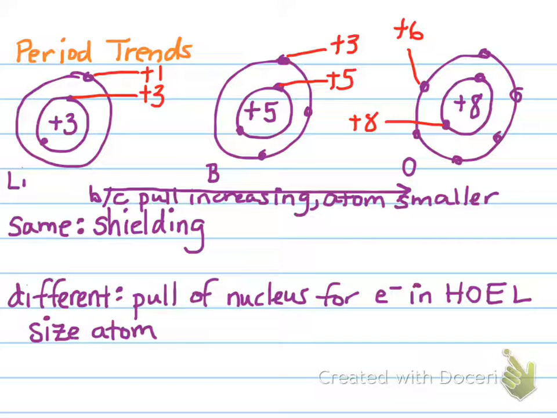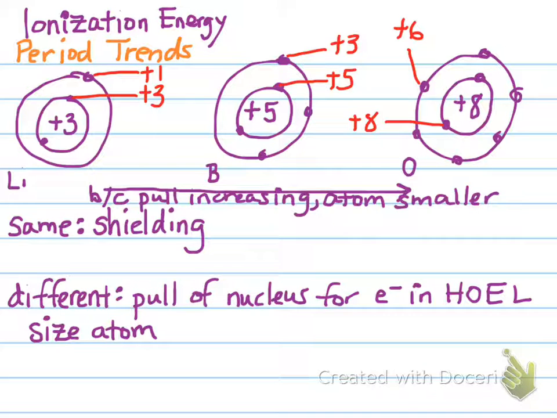So again, remember, we're talking about ionization energy. So we want to talk about how this affects how hard it is to pull an electron off of this atom. Remember, our pull is increasing, which is making our atom smaller. If our pull is increasing, that also means that it's going to be harder to pull an electron off of this atom.